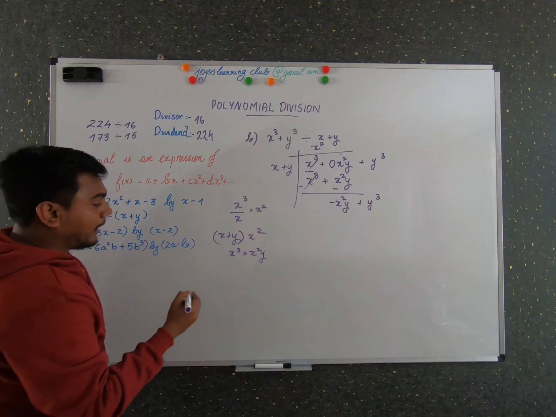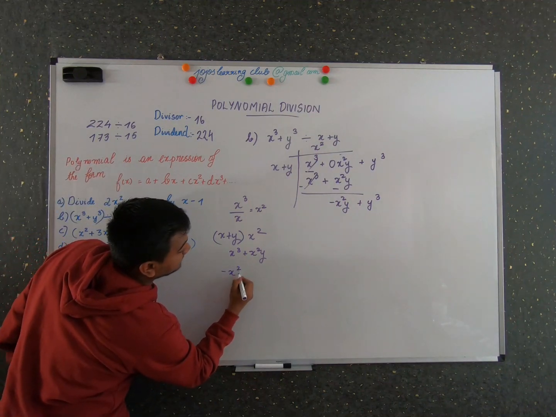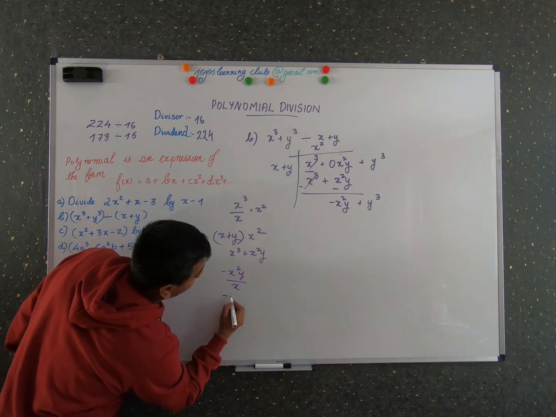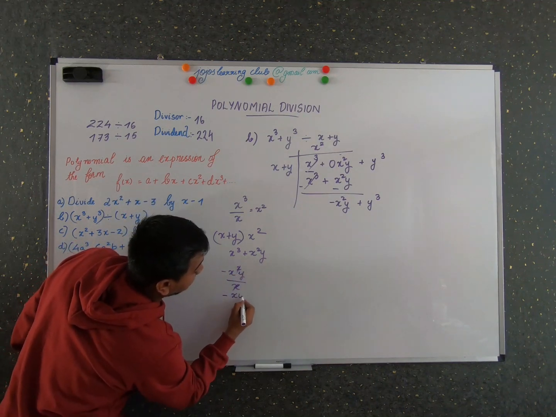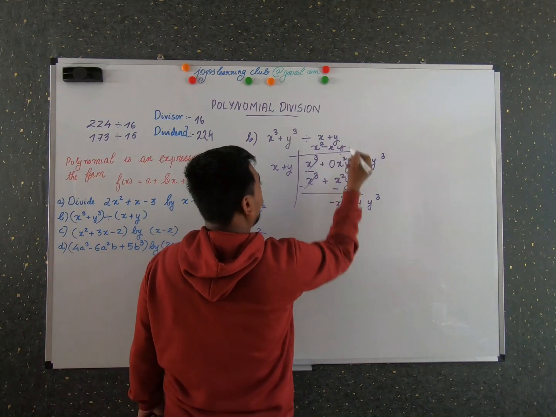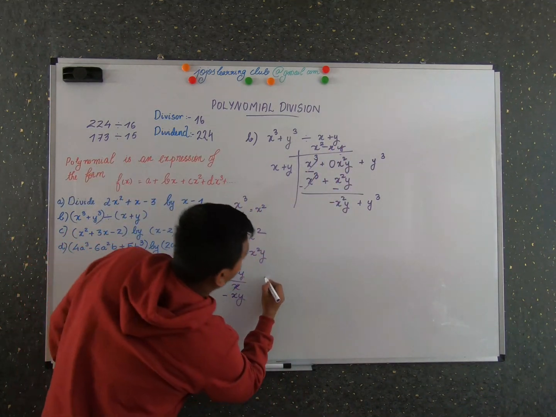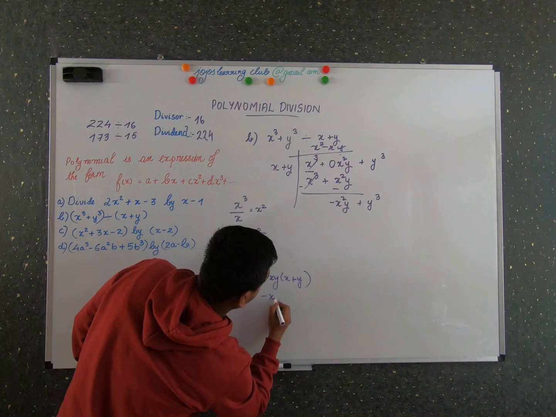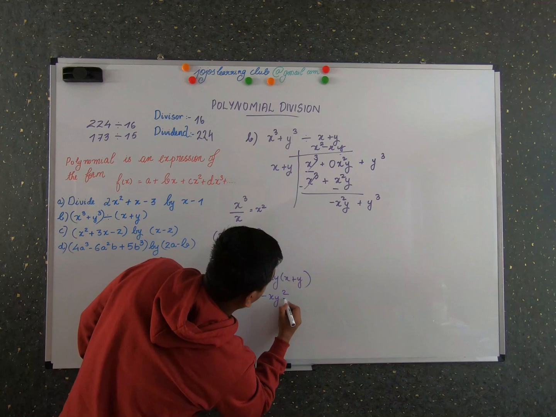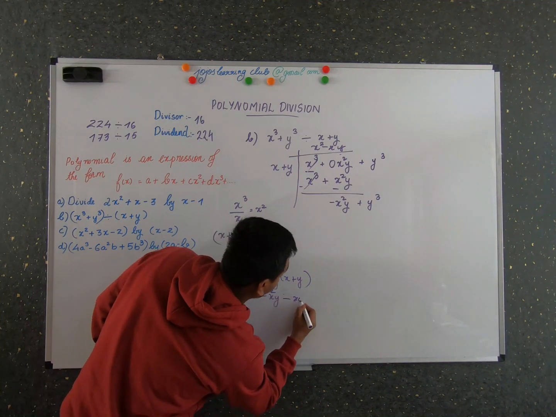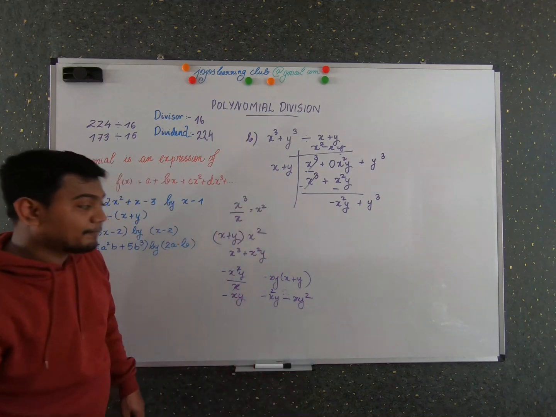Okay, now again repeat the process, minus x square y by the first term, that is x. So what is the answer? X gets cancelled down and minus xy. So what should be written here? It should be written minus xy over here. So again multiply minus xy into x plus y. What is it? Minus x square y, and here it is minus xy square, right?